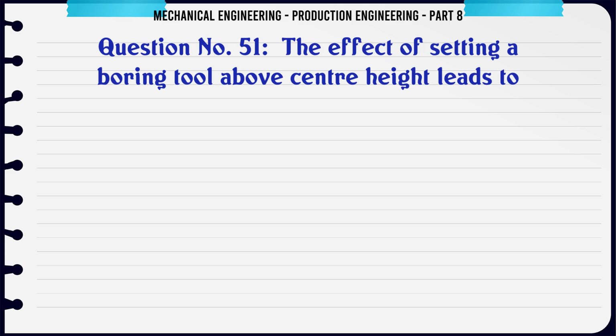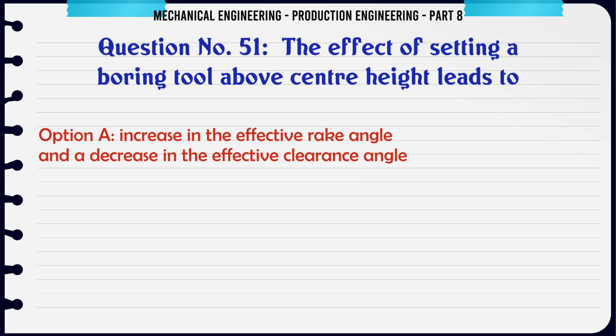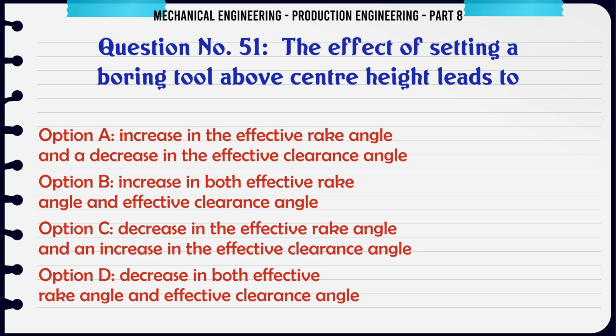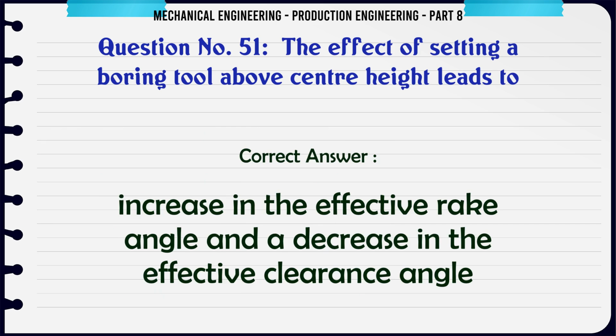The effect of setting a boring tool above center height leads to A. Increase in the effective rake angle and a decrease in the effective clearance angle. B. Increase in both effective rake angle and effective clearance angle. C. Decrease in the effective rake angle and an increase in the effective clearance angle. D. Decrease in both effective rake angle and effective clearance angle. The correct answer is increase in the effective rake angle and a decrease in the effective clearance angle.